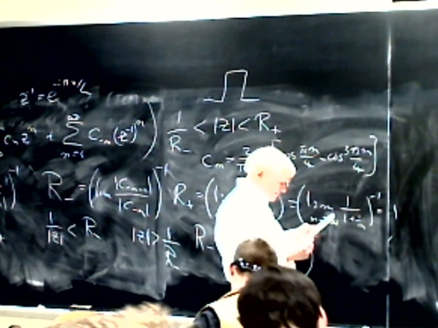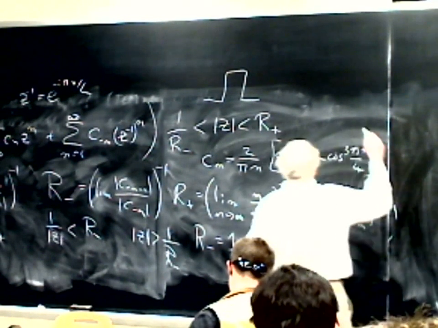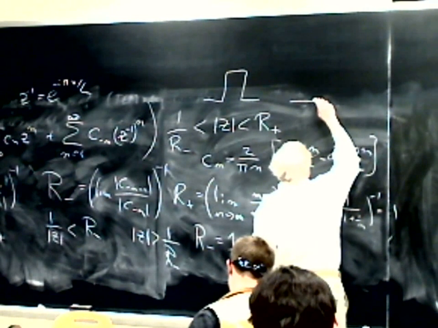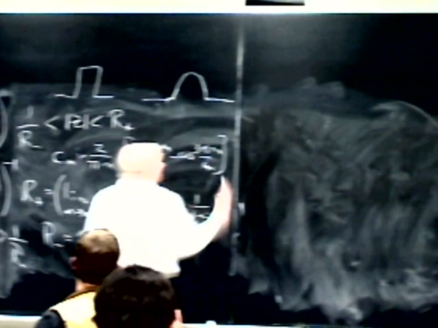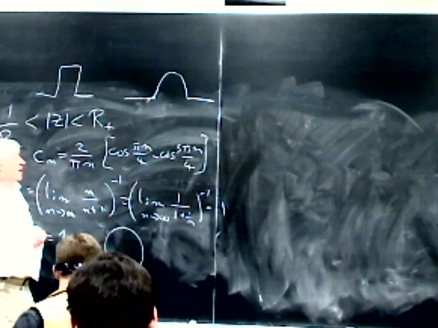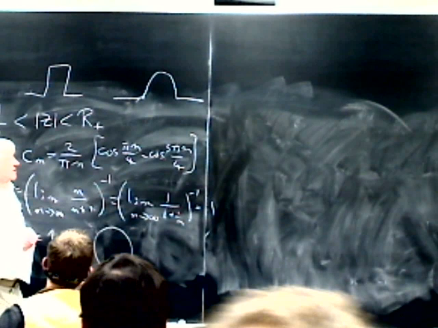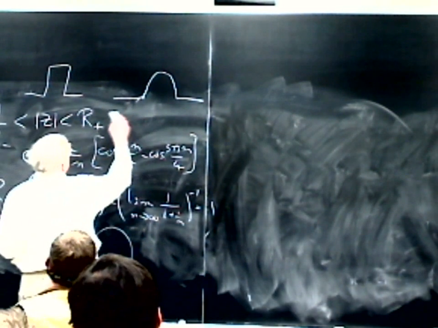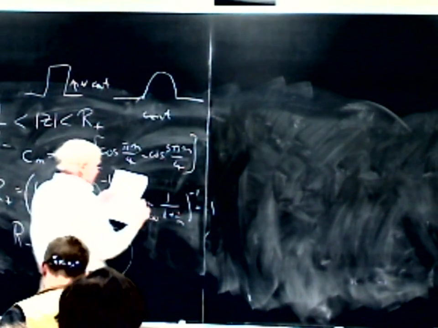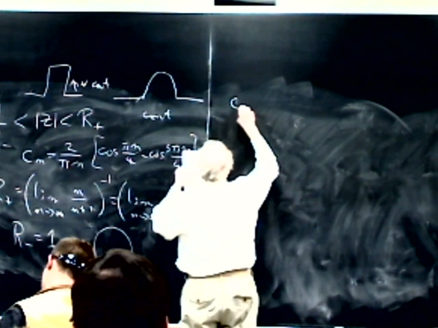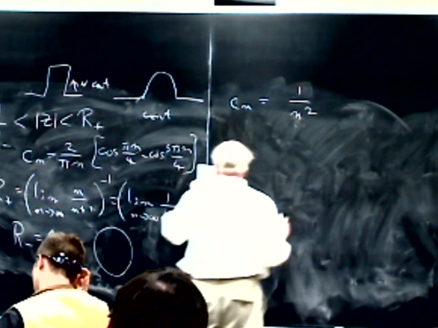On the other hand, we had a continuous function, which I think was like this, if I remember. Well, it wasn't quite that good. It was more like this. So it was a continuous function without a continuous first derivative. So this one is continuous, and the coefficients for this one, c_n, apart from numerical factors, were 1 over n squared.